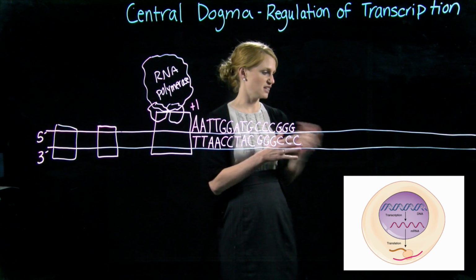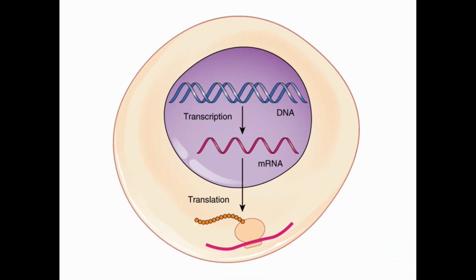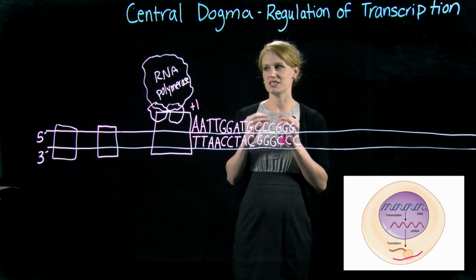So transcription, as you can see here, is the process of making an RNA copy of one strand of a particular region of DNA called a gene. So in this video, we're going to focus on how this process is regulated.